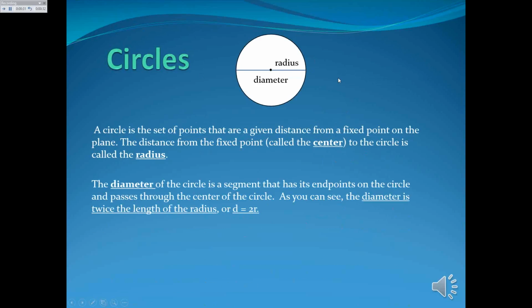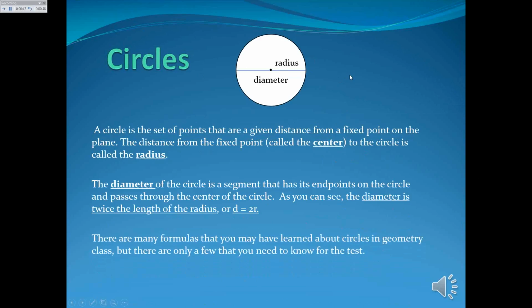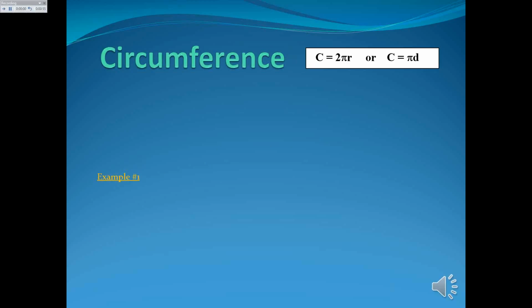The diameter of the circle is a segment that has its endpoints on the circle and passes through the center of the circle. And as you can see, the diameter is twice the length of the radius, or D is equal to 2R. All of you already know all of this. There are many formulas that you may have learned about circles in geometry class, but there are only a few that you need to know for this test.